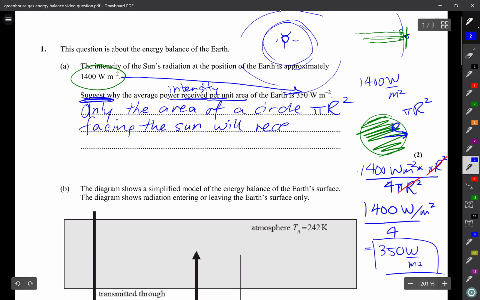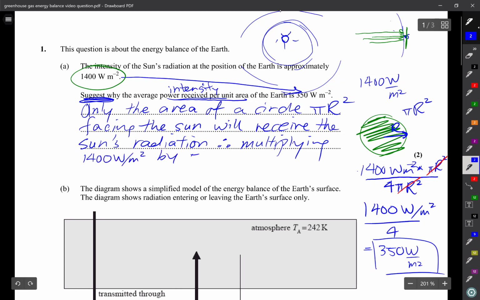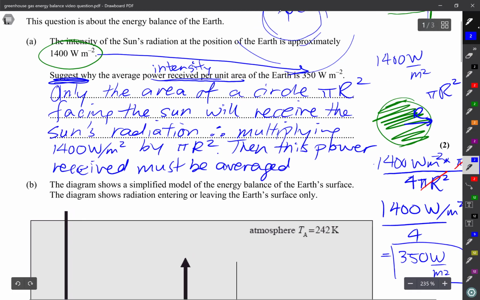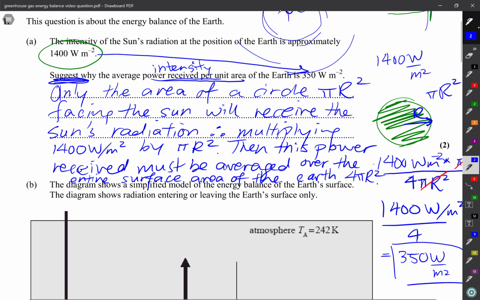the sun's radiation. Therefore, multiplying the solar constant, in fact, that's what it is, by pi r squared. Then this power received must be averaged over the entire surface area of the Earth, which is 4 pi r squared. Okay, so if you take a look at the IB answer key, it pretty much talks about that, to similar effect.